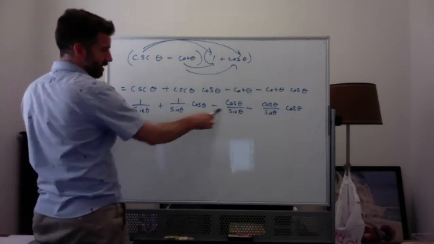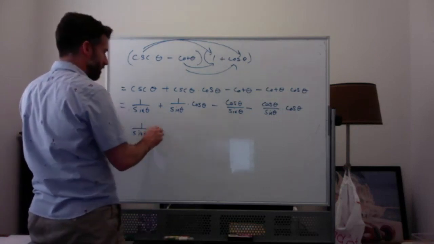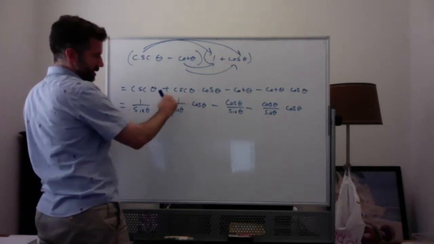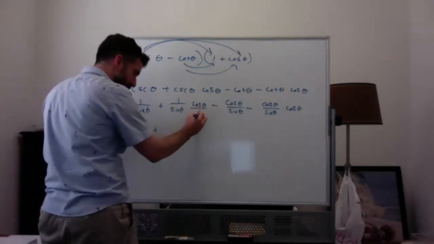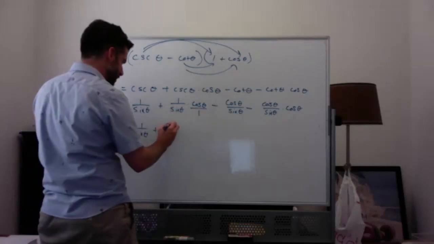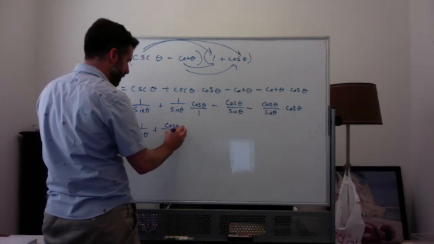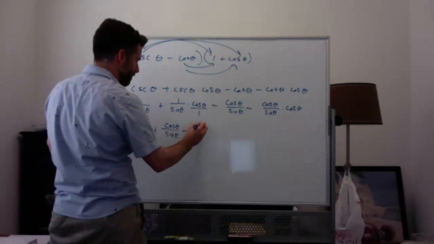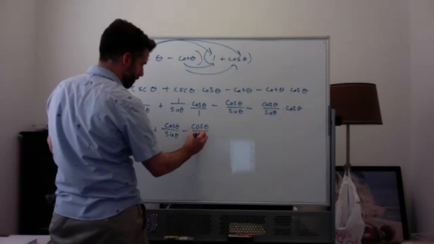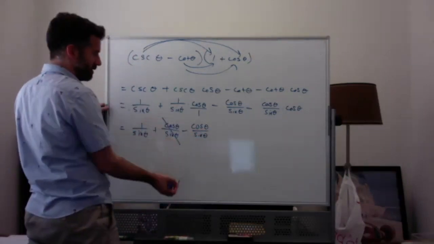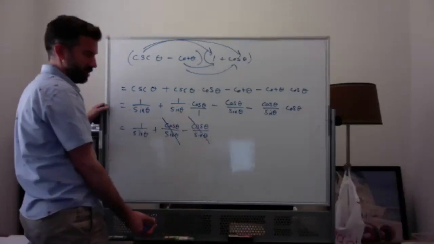You might just see that these cancel out, or you could write it as, so when you have a fraction times a thing, I'm really multiplying this by just the top, because this is really cosine theta over 1. 1 times cosine is cosine. Sine times 1 is sine. Minus, well, look, those are the same. If you subtract things that are the same, they cancel out. So cosine theta over sine theta minus cosine theta over sine theta cancels.